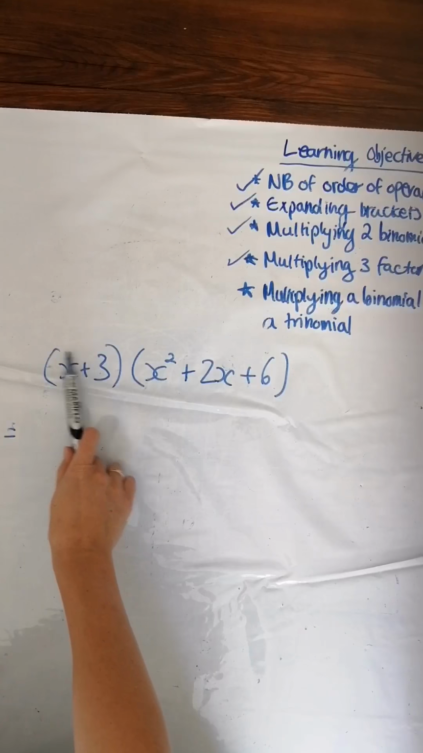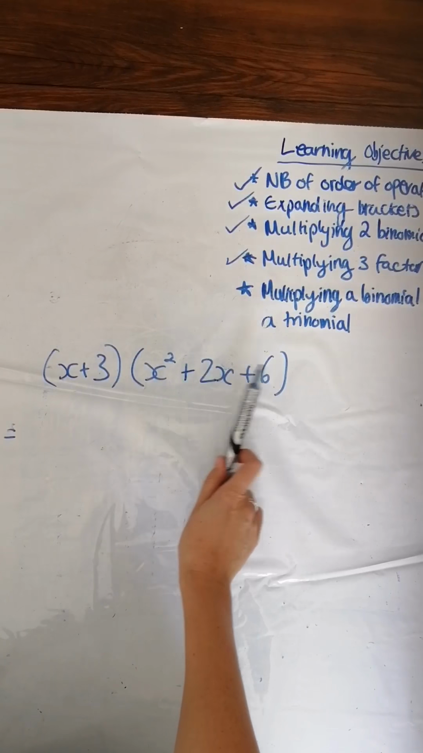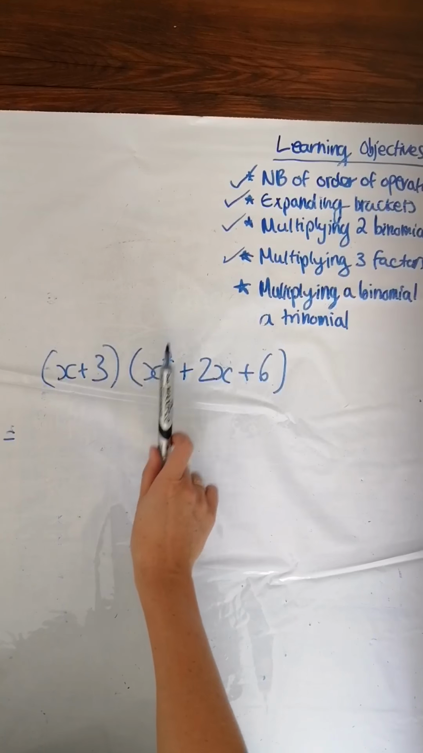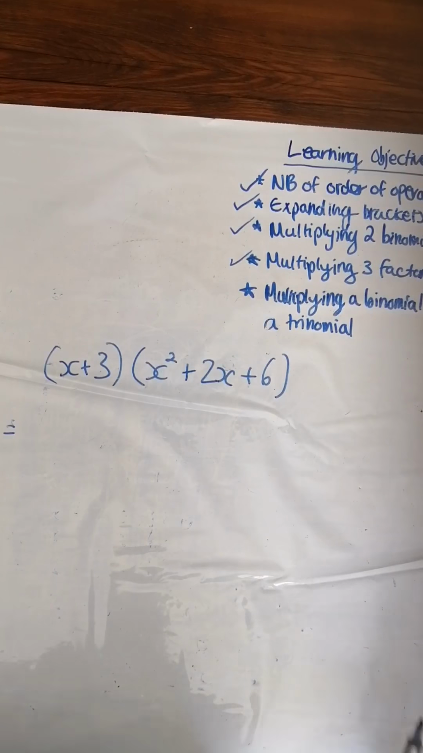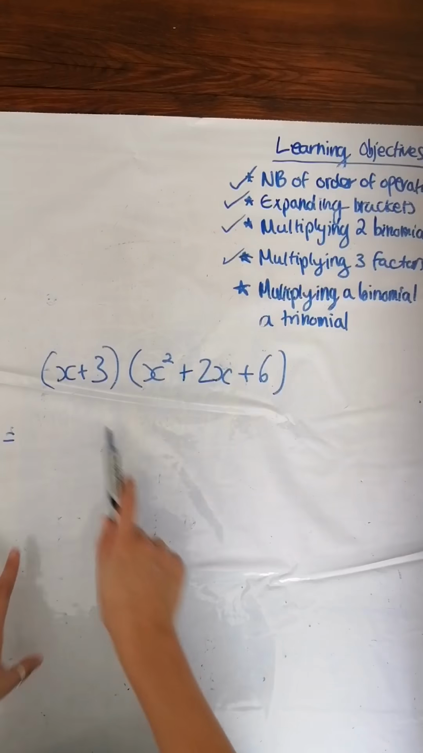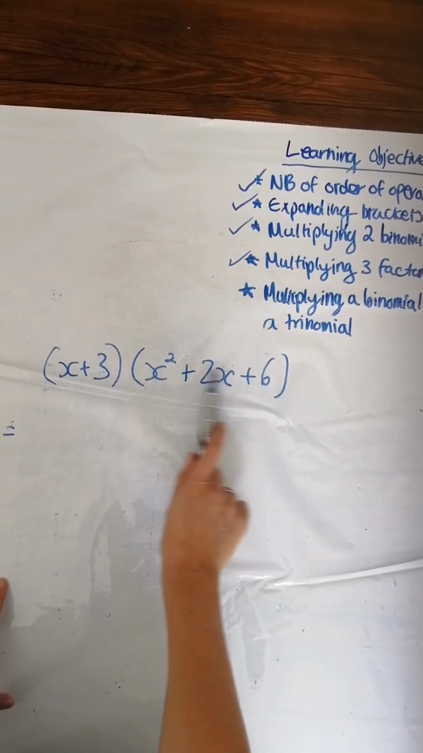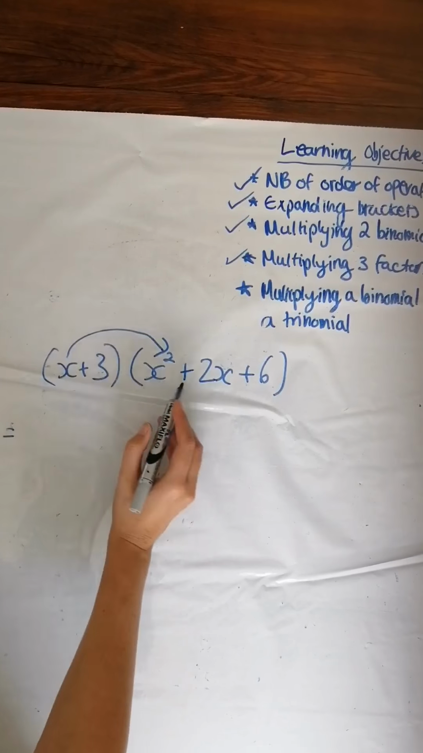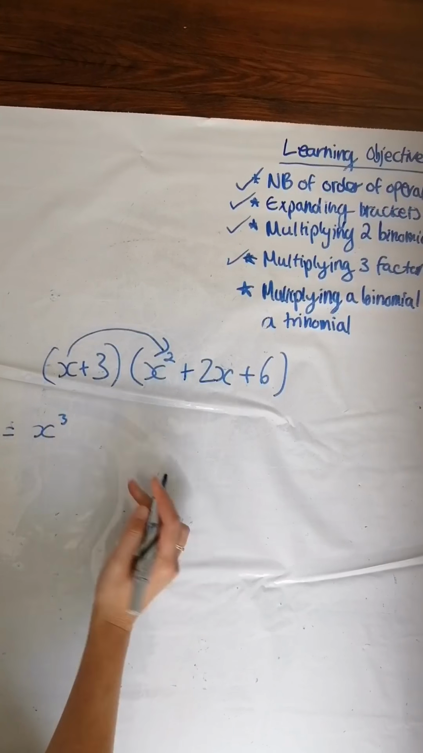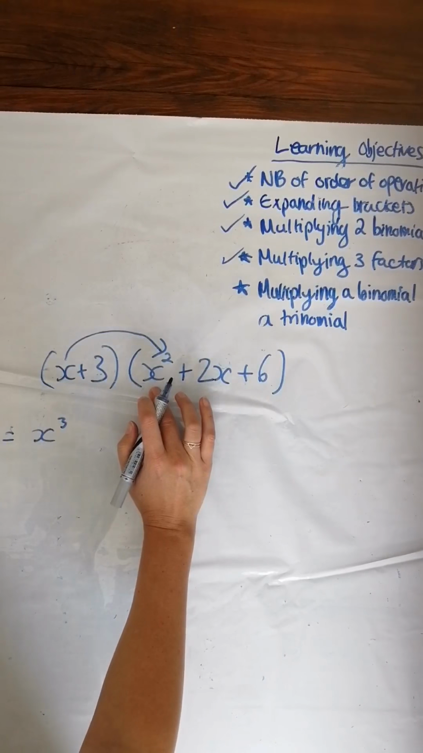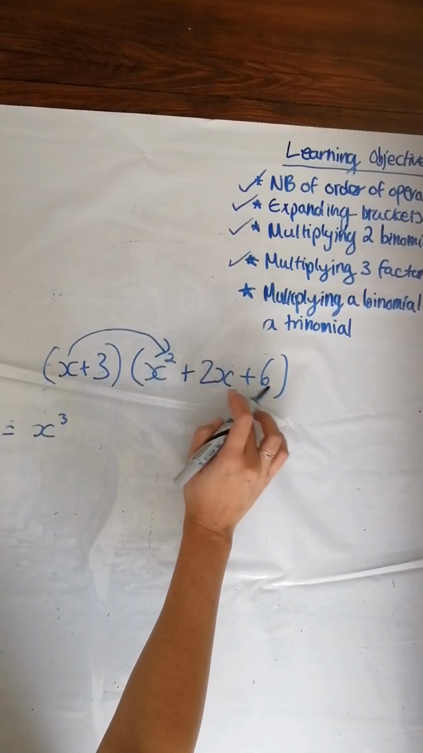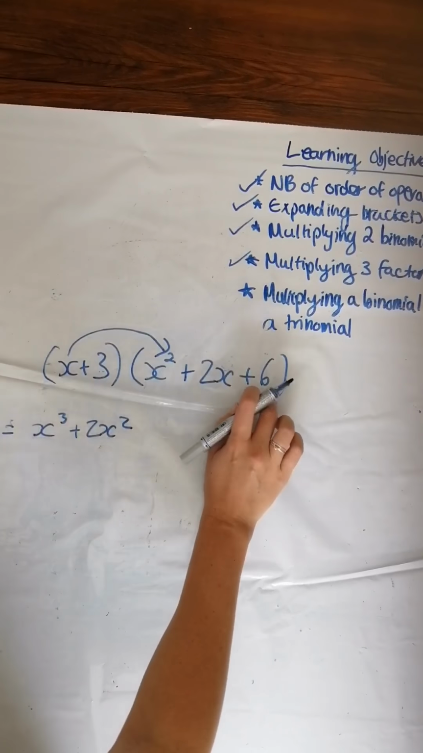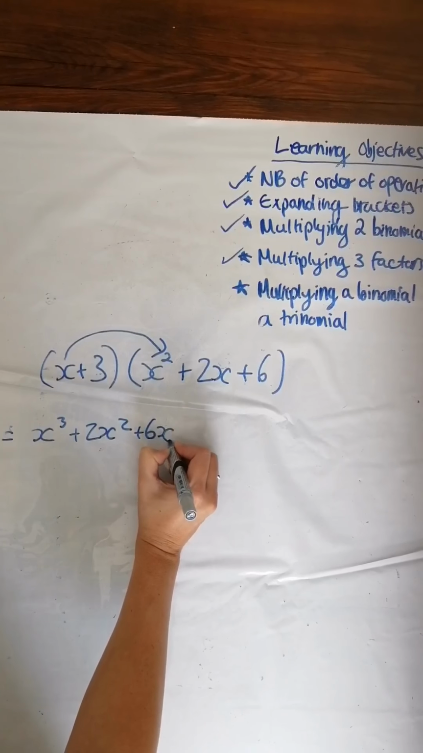So I'll take the first term in the binomial, multiply it into the 3 terms in the trinomial, then I take the second term in the binomial, multiply it into 3 terms in the trinomial. Because again, you can think of this as a wave crashing in. Both of these terms need to be multiplied by those 3 terms. So let's take the x first. X times x squared, we have x cubed. X times 2x, we have 2x squared. x times 6, we have 6x.